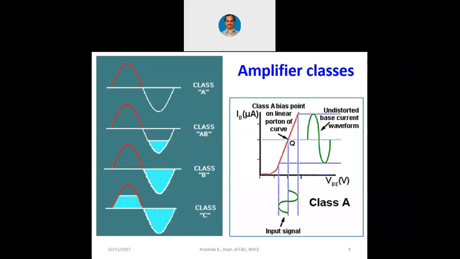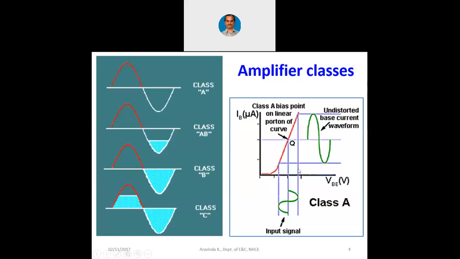You can see this is class A, where this is the input signal and this is the input characteristic curve, VBE versus IB of the transistor. Now you know that this is the characteristic curve where we are using this transistor in the middle. So this midpoint, that is the Q point. Here in the picture it is shown not with the output curve but with the input curve. So Q point comes somewhere in the middle. So class A bias point on linear portion of the curve.